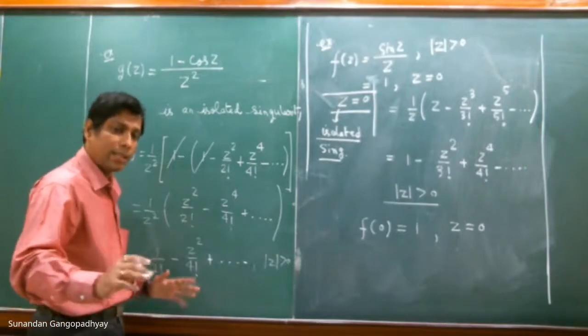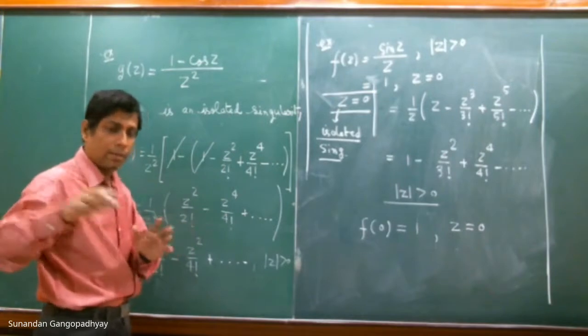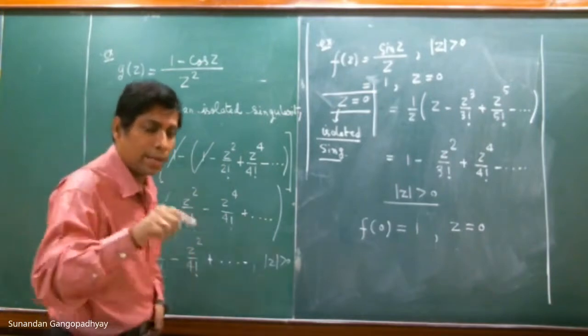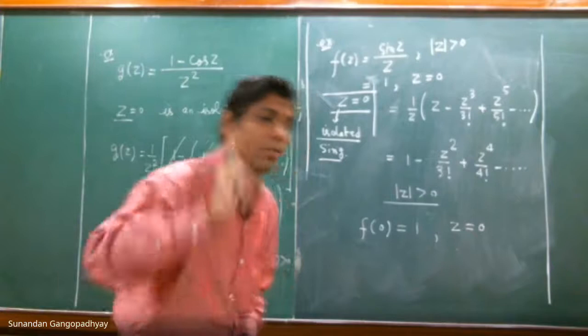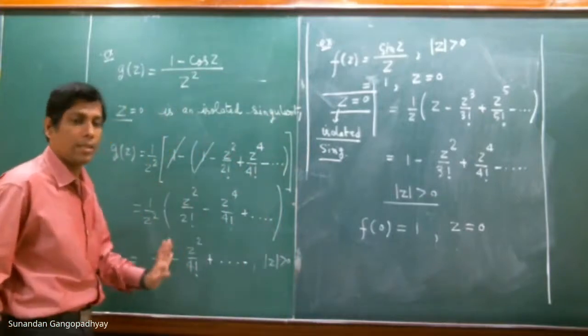So in the Laurent series expansion, all the c minus n coefficients, where n is equal to 1, 2, 3, and so on, all those coefficients are 0.